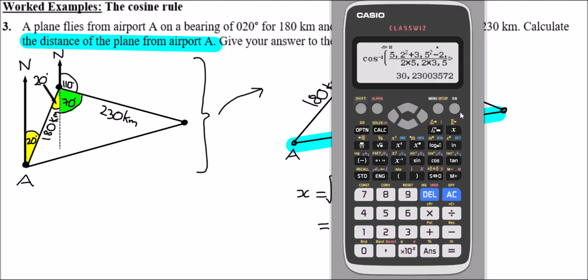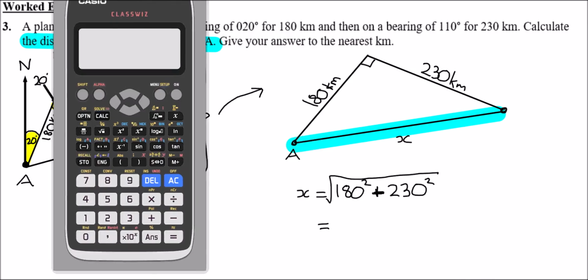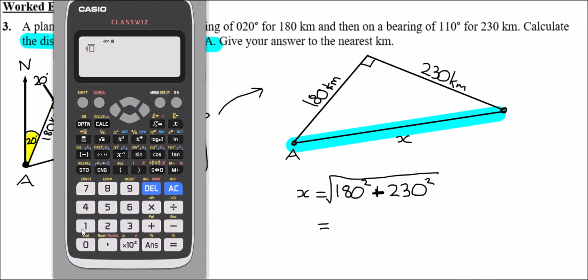So let's see what this is. It's going to be the square root of 180 squared plus 230 squared. 10 root 853. What on earth is that? Press S to D. This makes more sense. So to the nearest kilometre, 292 kilometres.